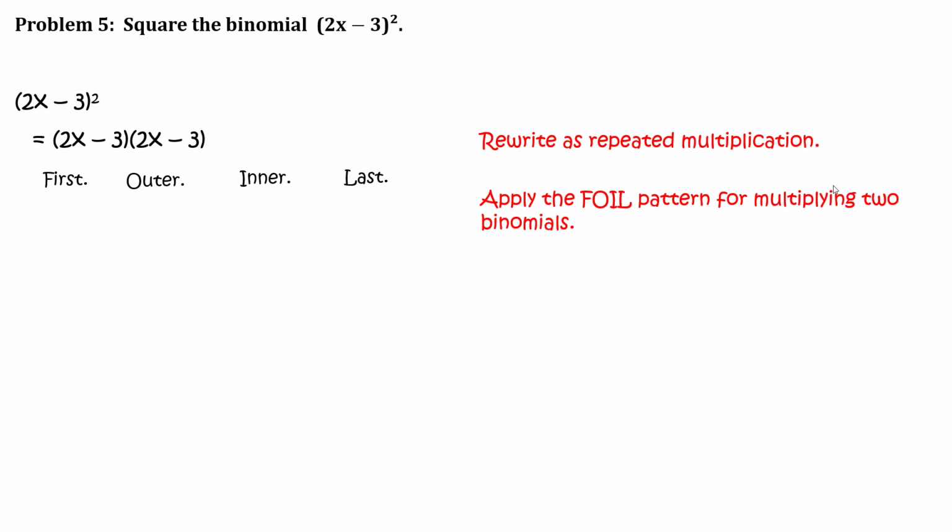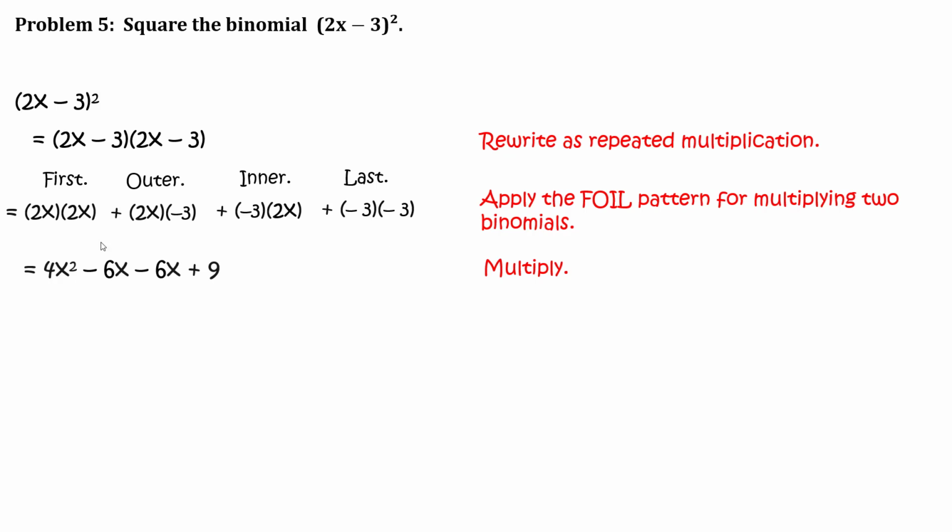I'm going to apply the FOIL pattern for multiplying two binomials, first, outer, inner, last. The product of first terms is 2x times 2x, plus the product of outer terms is 2x times negative 3, plus the product of inner terms, negative 3 times 2x, plus the product of last terms, negative 3 times negative 3. And then I'm going to multiply.